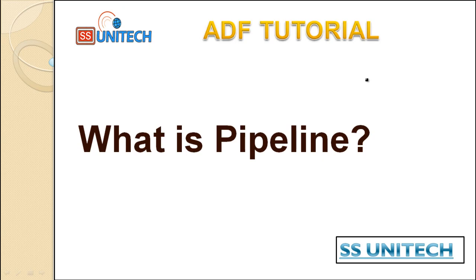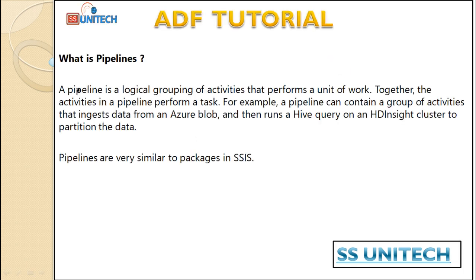So today we are going to see about the pipelines and activities, and we'll see in detail. So what is the pipeline? A pipeline is a logical grouping of the activities that perform a unit of work. Together, the activities in a pipeline perform a task. For example, a pipeline can contain a group of activities that ingest data from the Azure blob and then run the Hive query on the HDInsight cluster to partition the data.